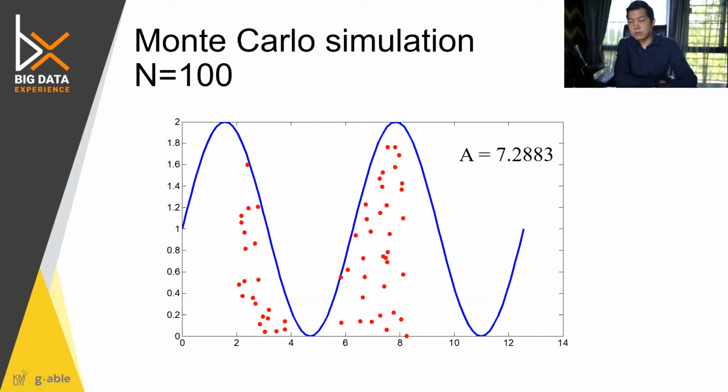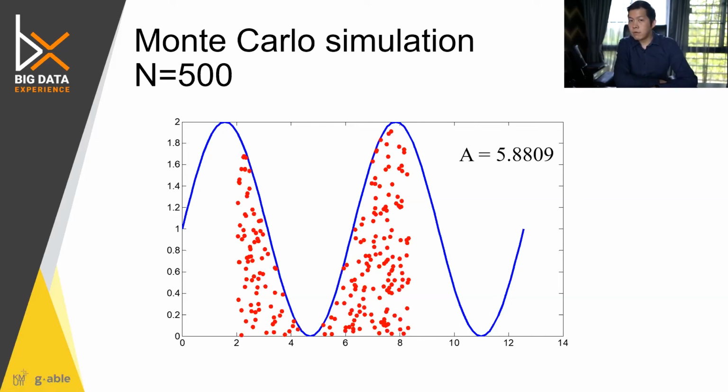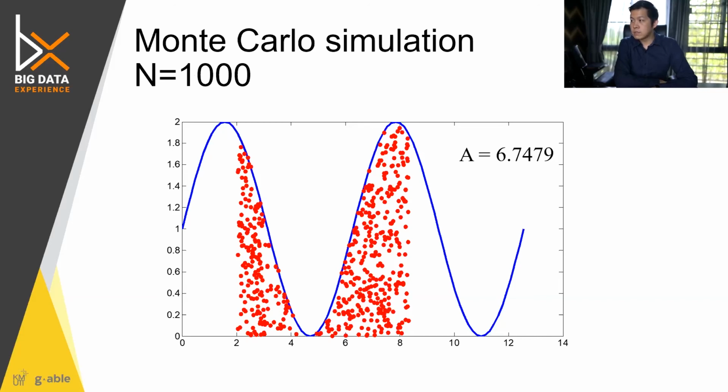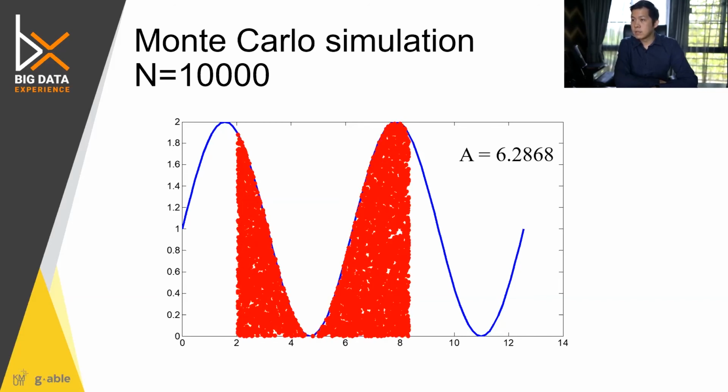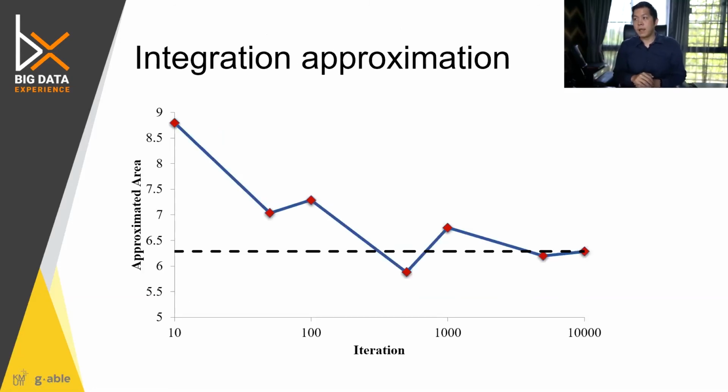At the n equal 100, get 7 something, n equal 500, n equal 1000, n equal 5000, n equal 10,000. You can see that now the points are packed in under the lines, and when you divide the number of points on the line by 10,000 and then multiply with the total area, you get 6.2868. And to just show what happened, you see the convergence in the value of estimation, right? When you increase the number of iterations.